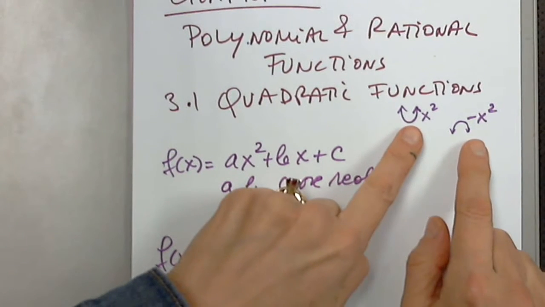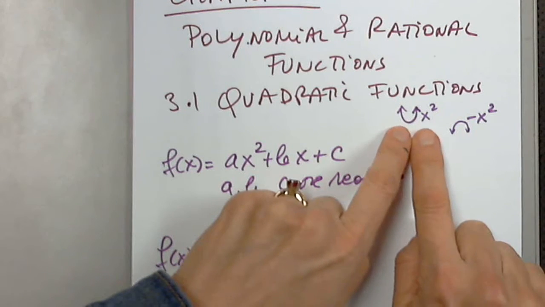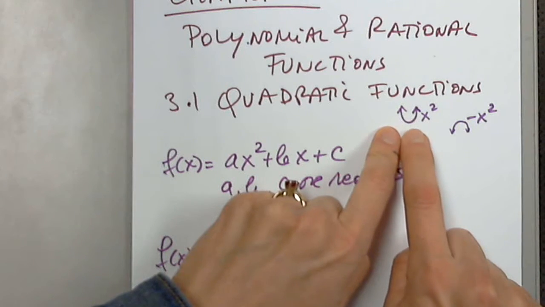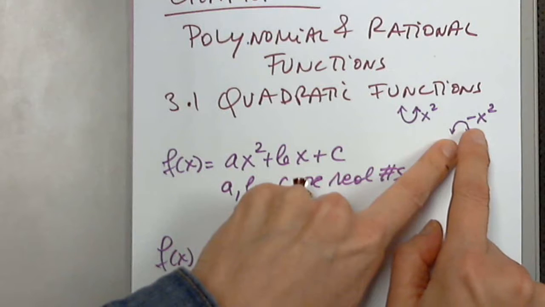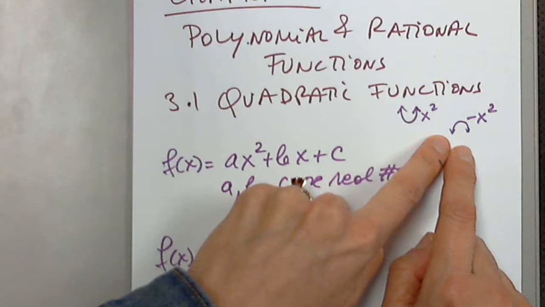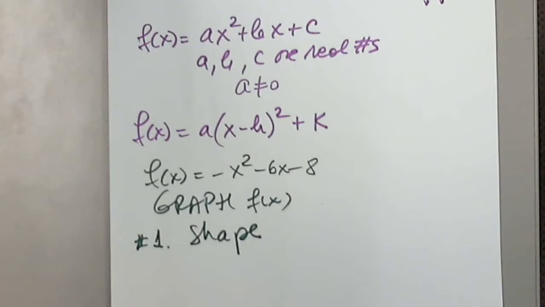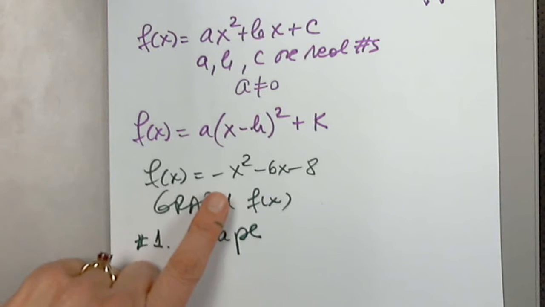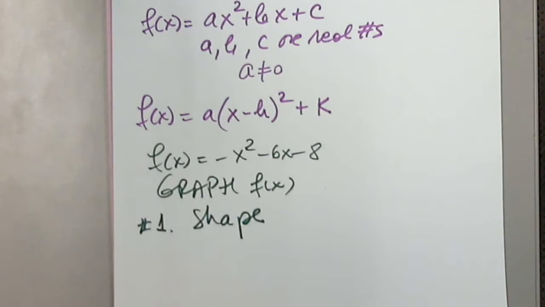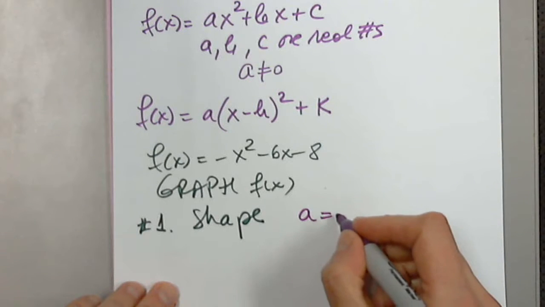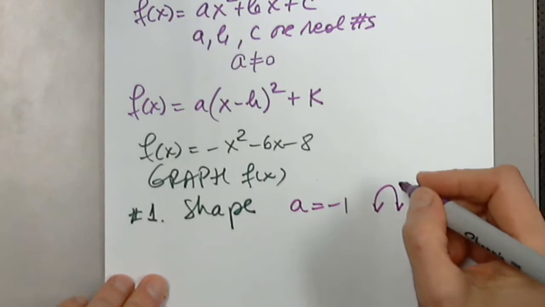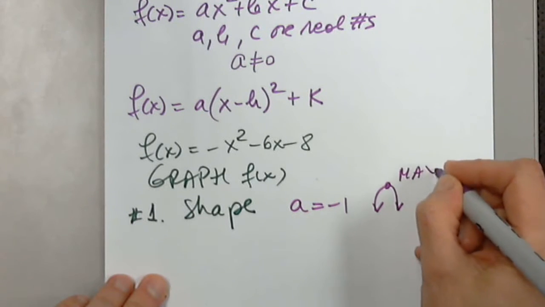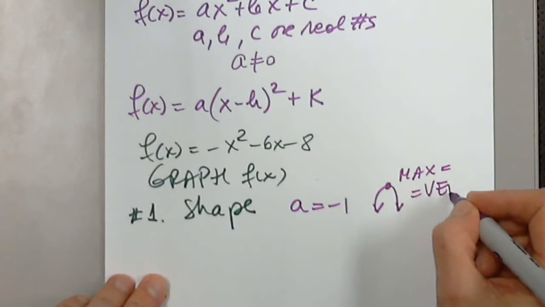That's why I asked you from the beginning, if the leading coefficient is positive, the function will have a minimum. If the leading coefficient is negative, the function will have a maximum. So what is the leading coefficient of this function? Yes, so when a equals -1, the shape of the parabola is a maximum. This point, which is the maximum, is also called vertex.